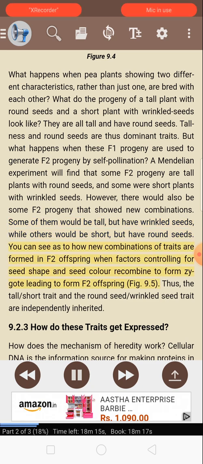You can see how new combinations of traits are formed in F2 offspring when factors controlling seed shape and seed colour combine to form the zygote, leading to F2 offspring. Figure 9.5. Thus, the tall/short trait and the round seed/wrinkled seed trait are independently inherited.